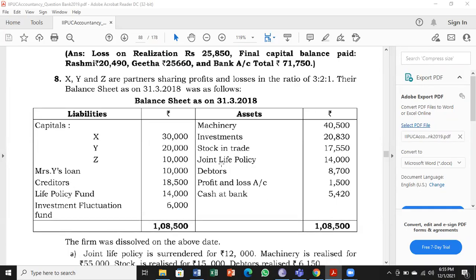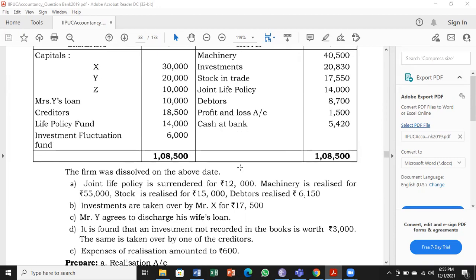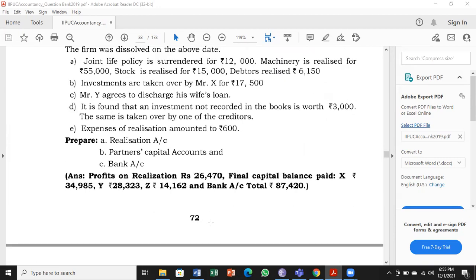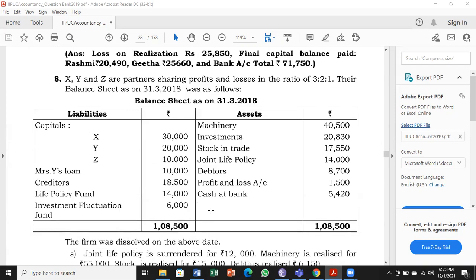We will start with problem number 8 in the question booklet, page number 72. So this is having some new items on the liabilities side. So how to deal with that, we will work it out. There are three partners, X, Y, and Z, sharing profits and losses in the ratio of 3:2:1.